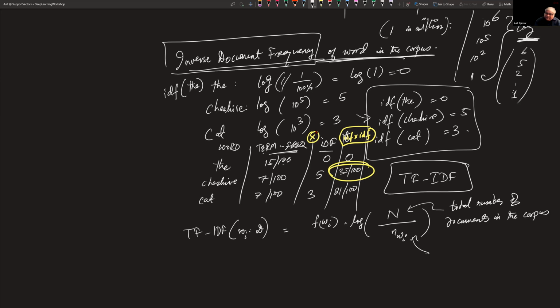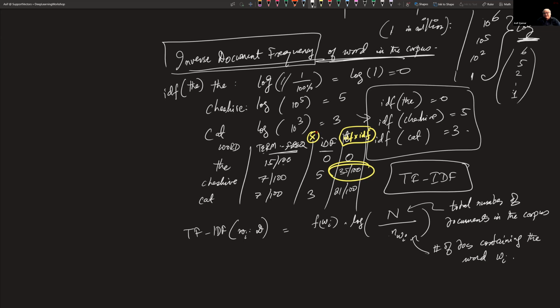Corpus, number of docs containing the word wi. Now, there is a subtlety. Whenever you take logs, you have to beware. What if the denominator of a ratio, whenever you take the log of a ratio, is 0? You will end up taking the log of infinity, isn't it, guys?